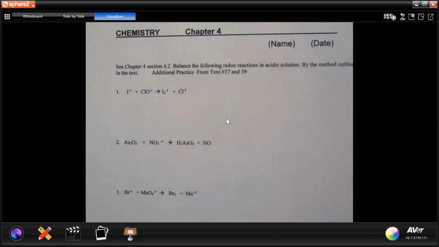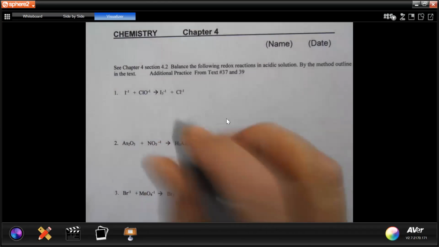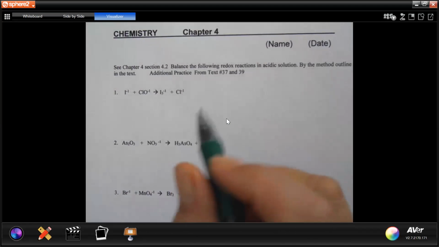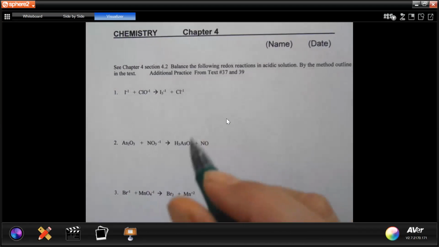Balancing oxidation reduction reactions can be very complex. They can have 3 or 4 or 5 different reactants and the same number of products. And they're really hard to balance by inspection.